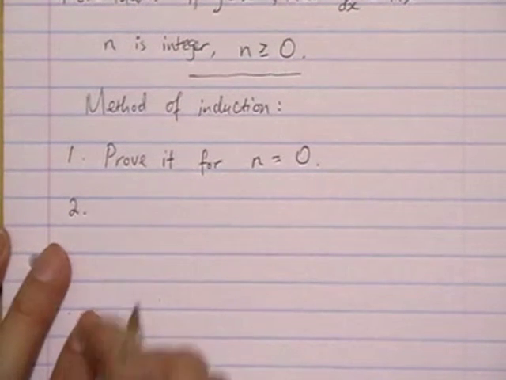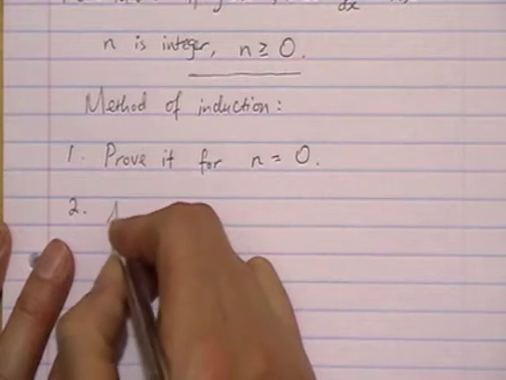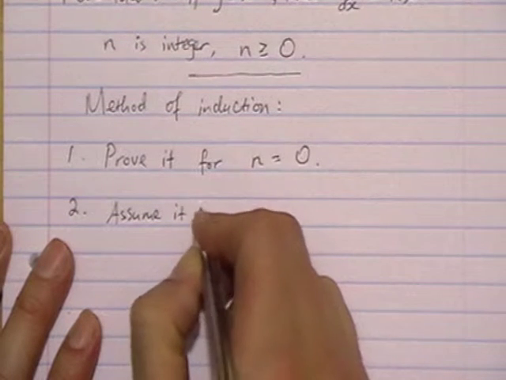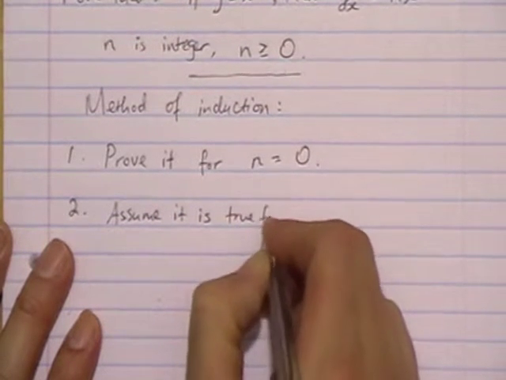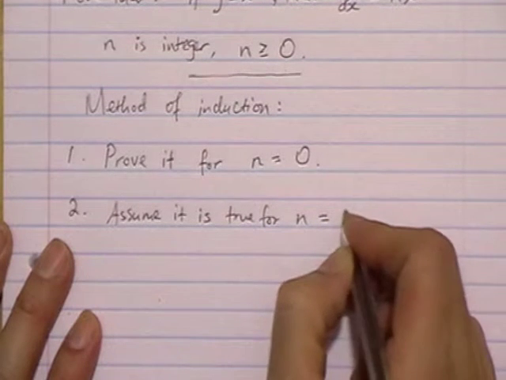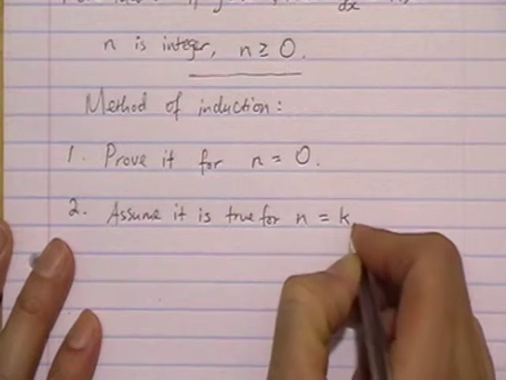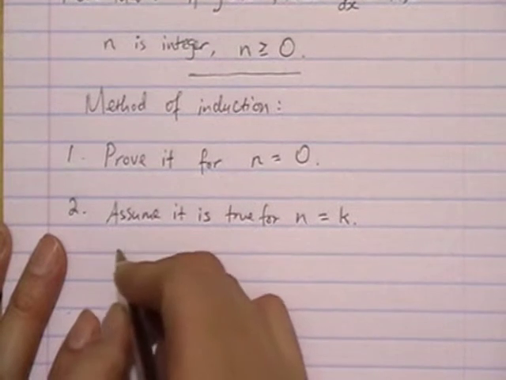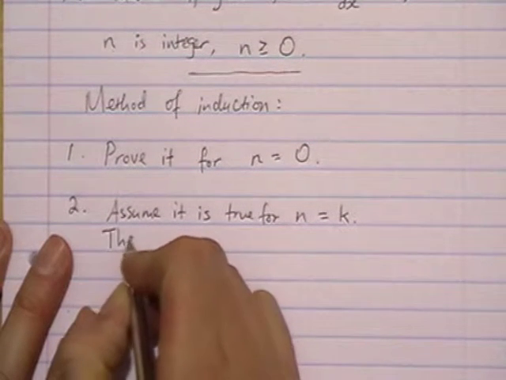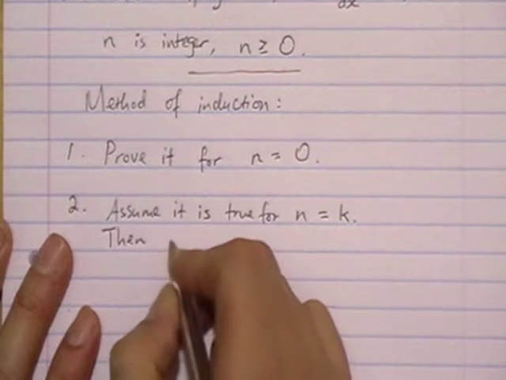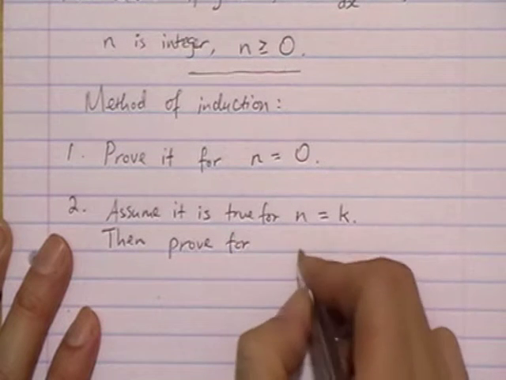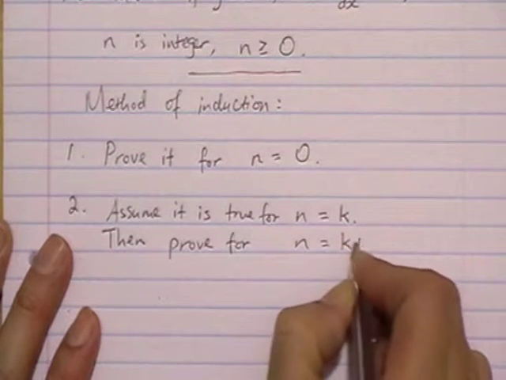Then I shall assume that it is true for n equal to a certain number. Okay, then I shall prove it for the next number. That means for n equals k plus 1.